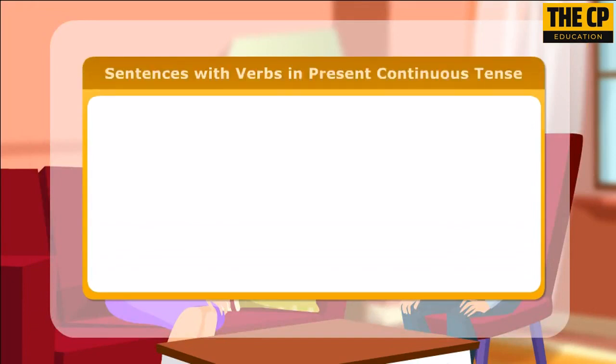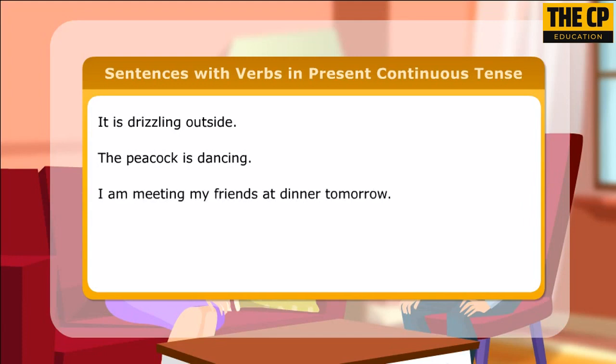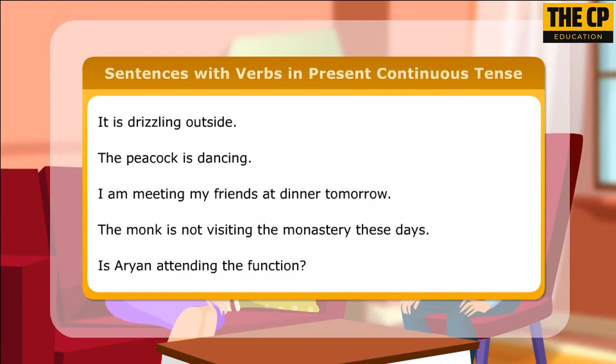Here are a few more examples of sentences with verbs in present continuous tense. It is drizzling outside. The peacock is dancing. I'm meeting my friends at dinner tomorrow. The monk is not visiting the monastery these days. Is Aryan attending the function?